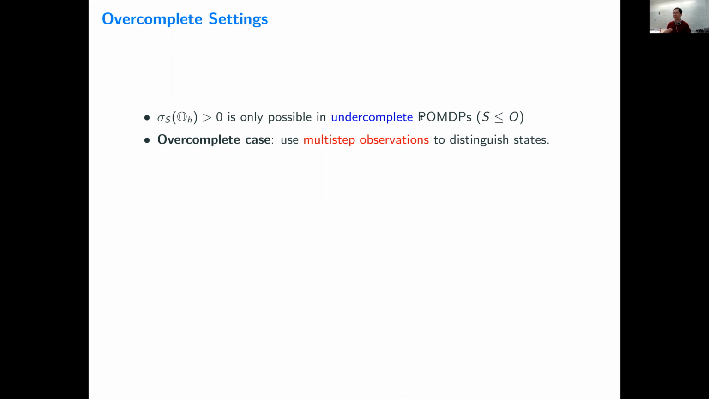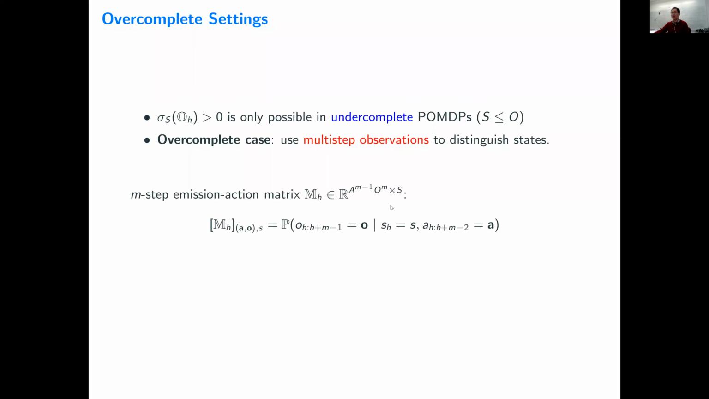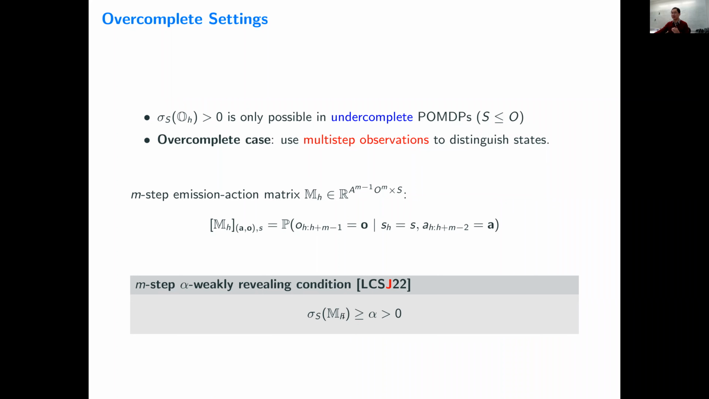So how are we going to handle this overcomplete setting? For example, we only have two observations, but we have 10 states. The way we do it is we use multiple steps of observations to distinguish states instead of just one single observation. Previously we said different state distributions lead to different observation distributions in one single step. Now we're going to use multiple steps to do it. We can define a so-called M-step emission-action matrix. It's a matrix no longer O by S, but A to the M times O to the M by S. Each entry of this matrix is conditioned on the current state being S, and taking this action sequence, what is the probability of observing a certain observation trajectory. You can think of it as a multi-step version of the emission matrix. Similarly, we just assume the S-th singular value of this multi-step matrix to be lower bounded by some constant, so that we can avoid this undercomplete issue by looking at multiple steps of observations in the future.